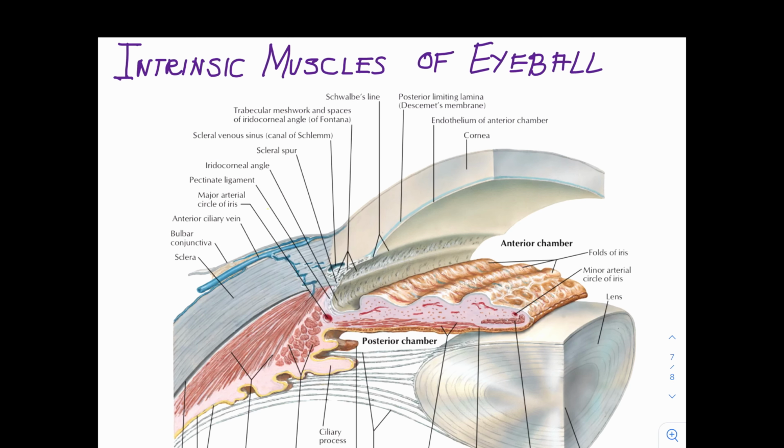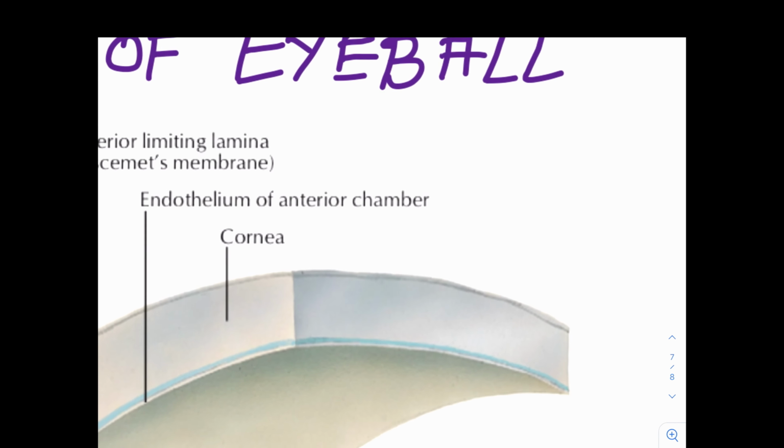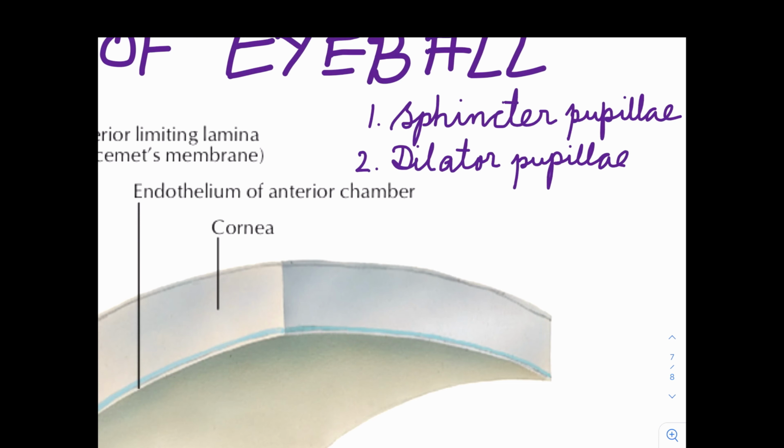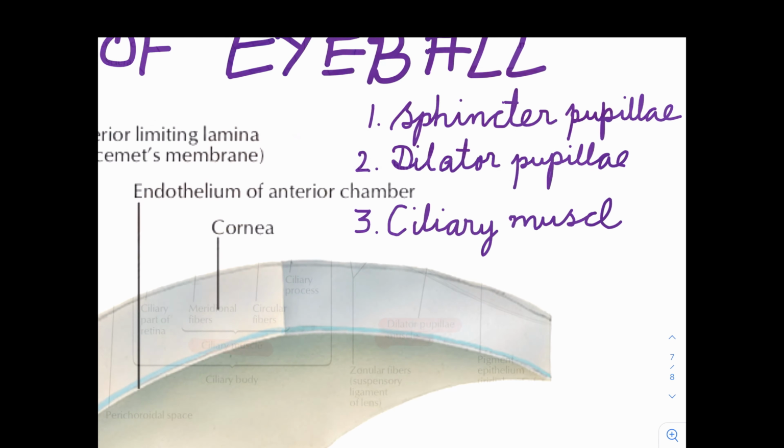Alright, now we'll discuss the intrinsic muscles of the eyeball. The intrinsic muscles of the eyeball are basically smooth muscles, and they are the sphincter pupillae, the dilator pupillae, and the ciliary muscle. Number 1, the sphincter pupillae. Number 2, the dilator pupillae. Number 3, the ciliary muscle.